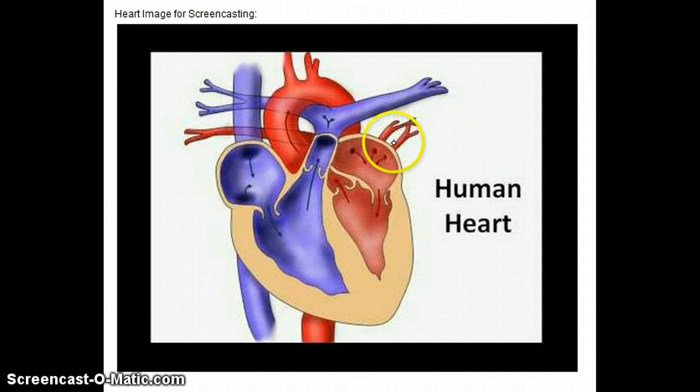Then the oxygenated blood, this is the pulmonary vein. Again, this is misnamed because we might want to call this pulmonary artery because it is oxygenated blood, but indeed it is the pulmonary vein, something to remember, and it enters into the left atrium.